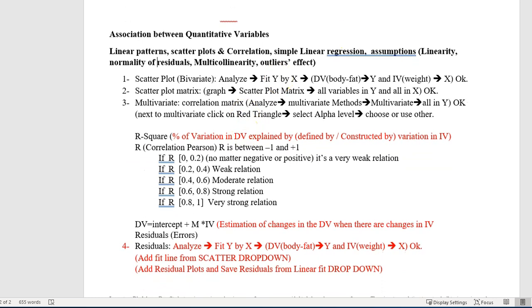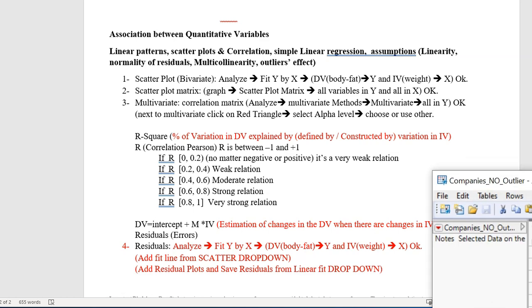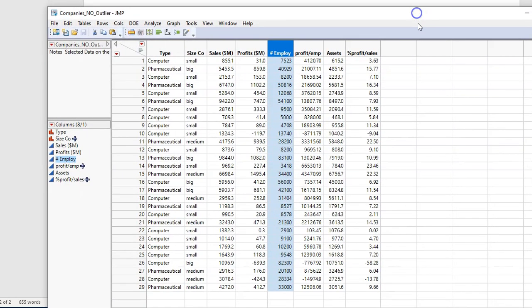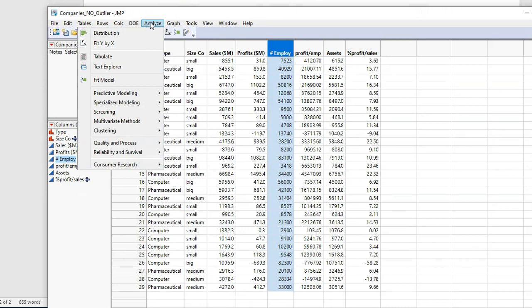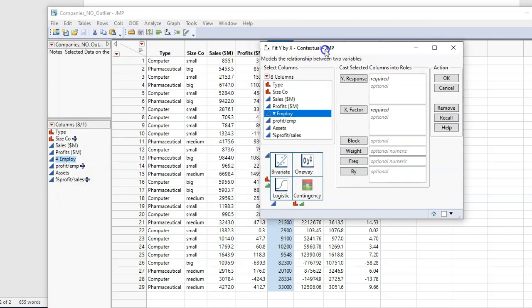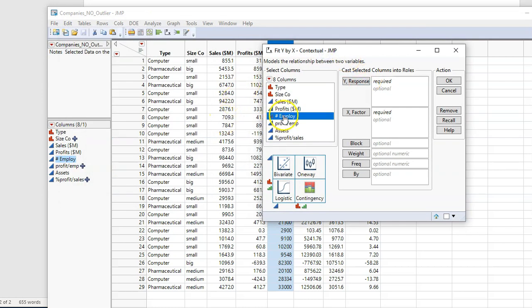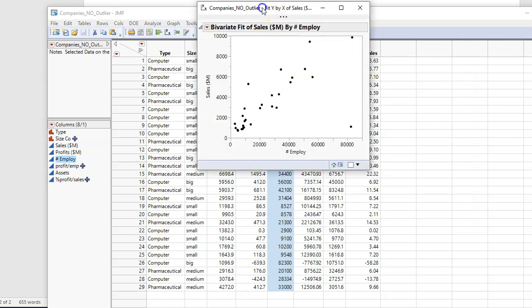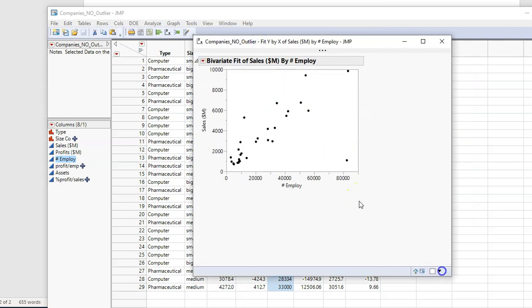Association between quantitative variables. So that was really quick. What do we start with? We start with a scatter plot. Again, we are doing a one-on-one: IV goes to X, DV goes to Y. Let's say we want to see if the number of employees has an effect on sales. So number of employees, the IV, goes to X, the other goes to Y. Click OK. That's your scatter plot.